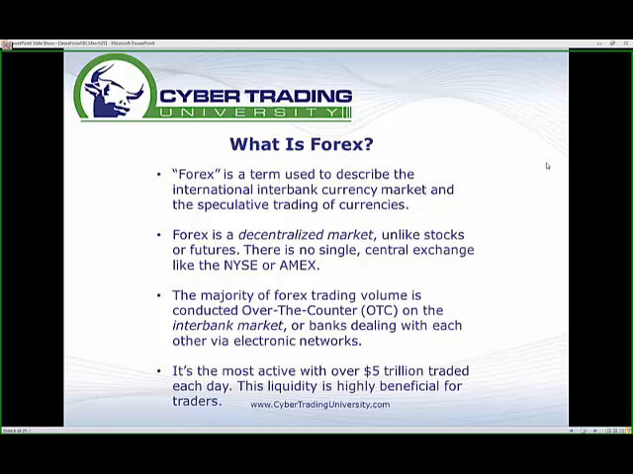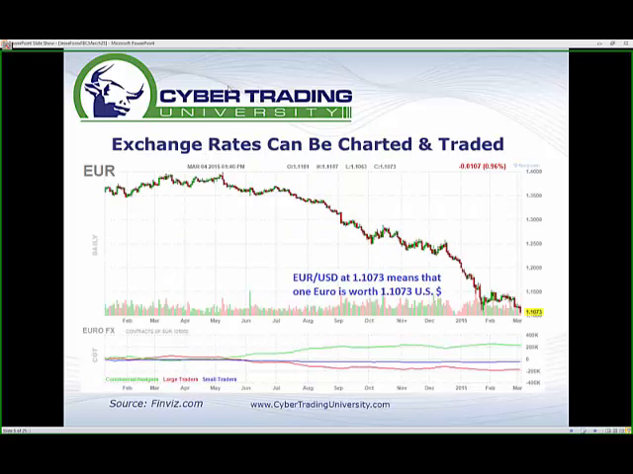And Forex is the most actively traded financial market in the world, even though most people are not familiar with it. It trades over $5 trillion worth every day. And it's that very high liquidity or trading volume that is so beneficial for traders, as I'll discuss in coming slides. So the general gist behind Forex and Forex trading is that currency exchange rates can be charted and traded just like a stock or just like a bond.